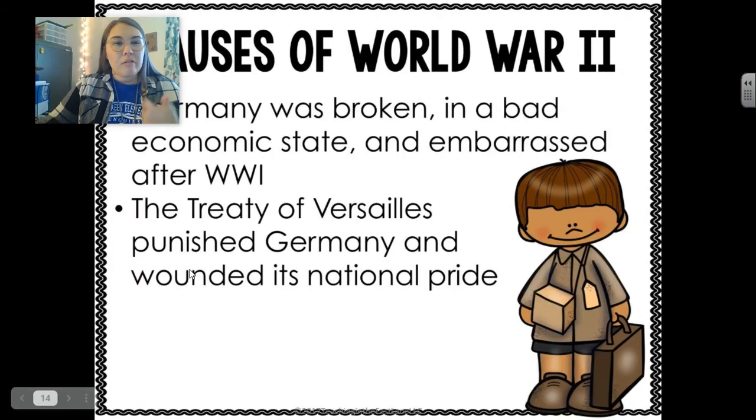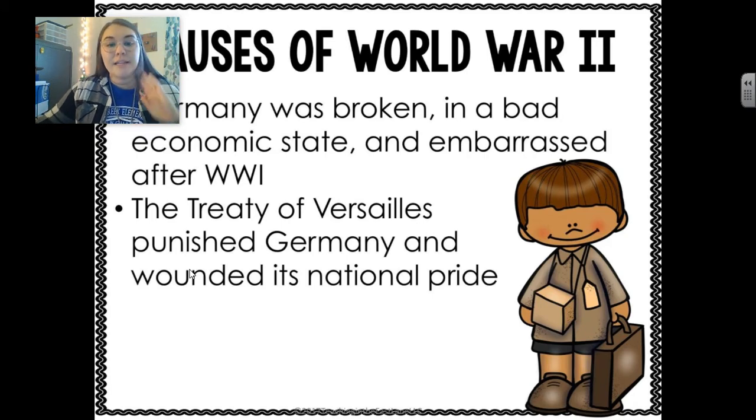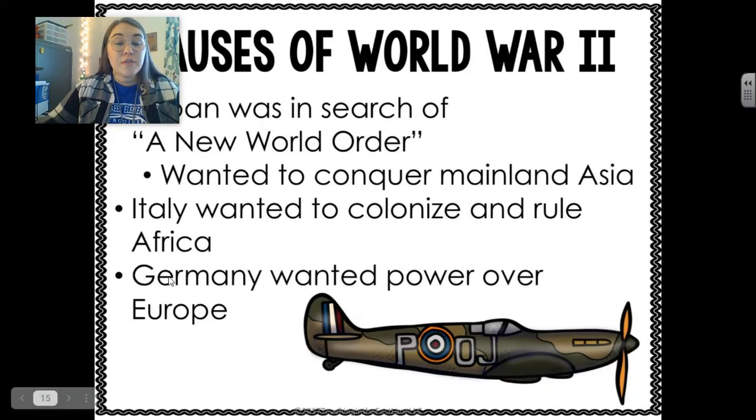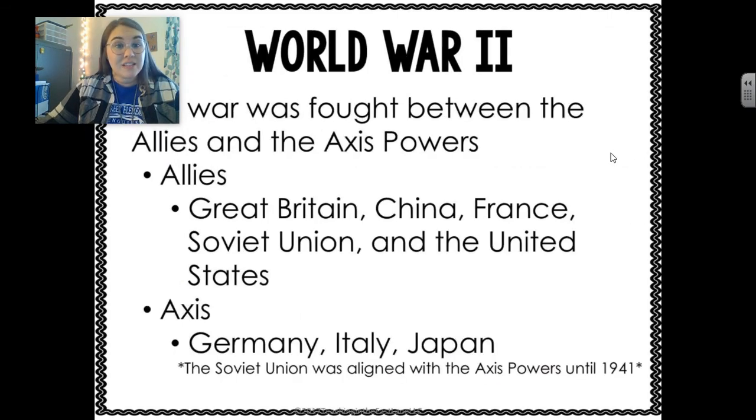So let's talk about causes of World War II. Germany was broken. They were in a super bad economic state, and they were embarrassed after World War I. The Treaty of Versailles punished Germany, and it wounded its national pride. Japan was in search of a new world order, and they wanted to conquer mainland Asia. Italy wanted to colonize and rule Africa, and Germany wanted power over Europe. They had all these wants and needs, and there were a lot of things going on.